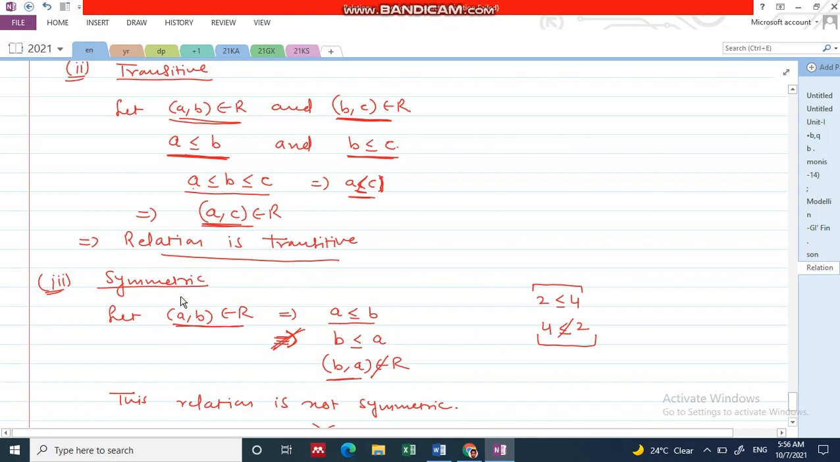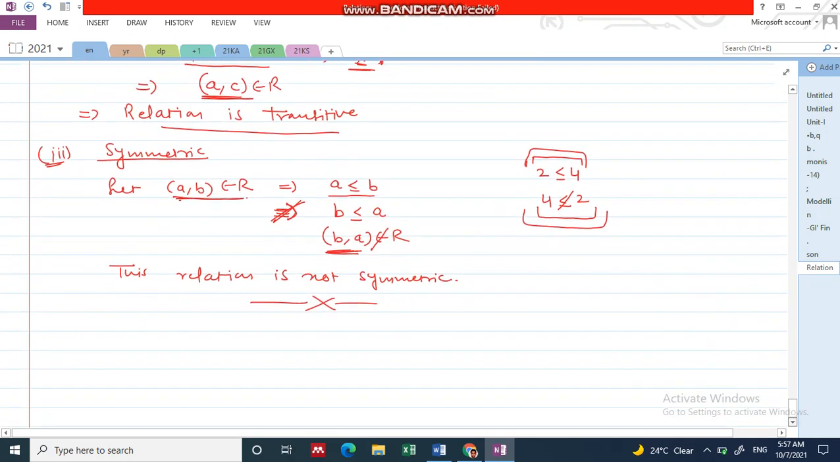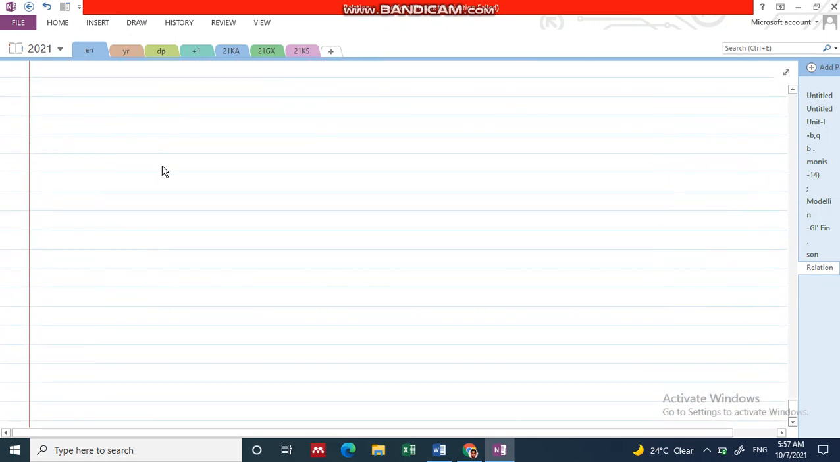Next, we check whether this relation is symmetric or not. For that, take (a, b) belonging to R. As (a, b) is a member of R, it means that a is less than or equal to b. See, as 2 is less than or equal to 4, from here we cannot say that 4 is less than or equal to 2. So b is not less than or equal to a, which means (b, a) is not a member of R. So this relation is not a symmetric relation. Now we solve the next example.